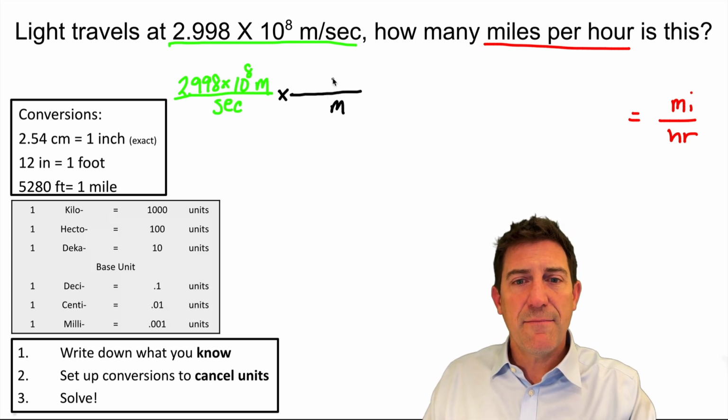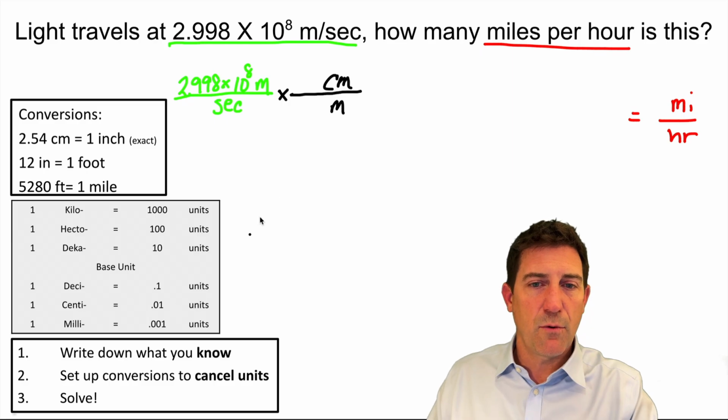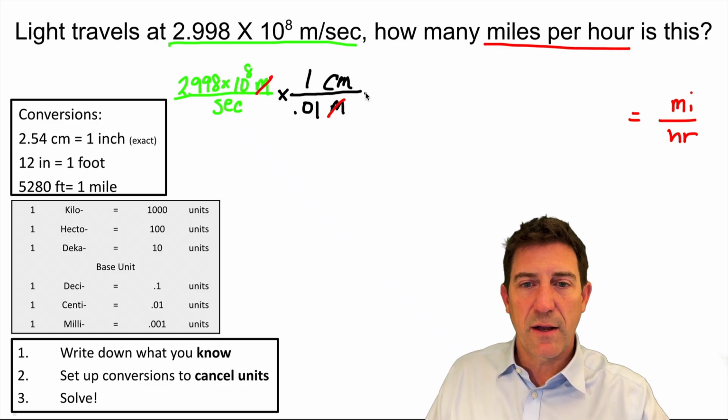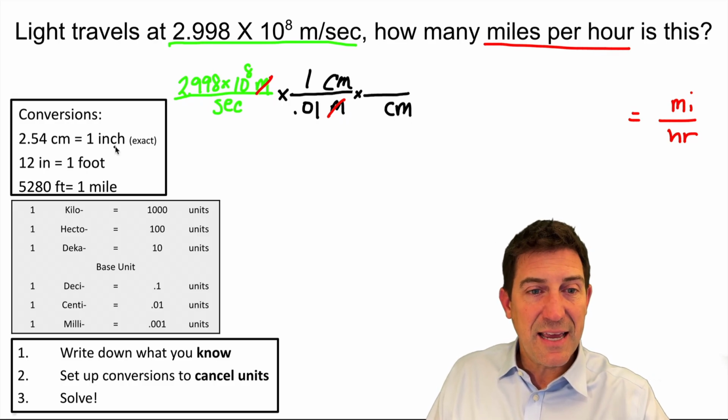We can do that, right? Let's go from meters into centimeters. I look down here, I find 1 centimeter is equal to 0.01 meters. 1 centimeter is 0.01 meters. We're going to cancel our meters. We got to keep really good track of what we got going on. Now I have centimeters at the top, and I need to get rid of centimeters. So I'm going to put centimeters down here because I want to get centimeters into inches.